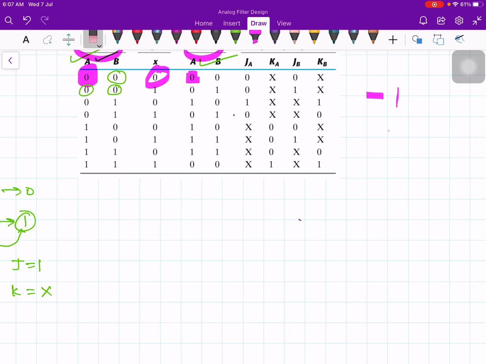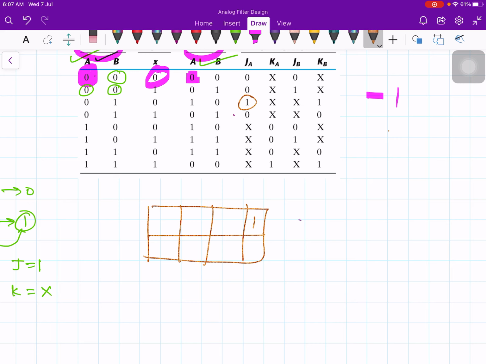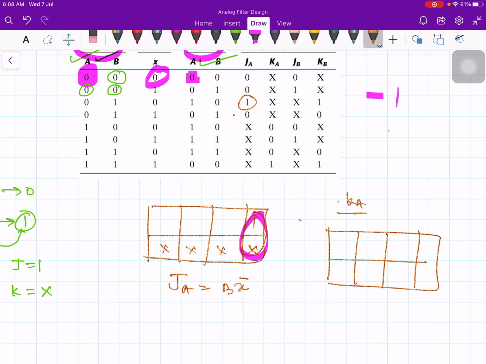Let me clear, make some space. In the JA column, I have M21, this one, and then all don't care conditions here. Therefore you combine these two, and JA is BX bar. Similarly for KA, take another K map, and all of these are don't care conditions, and this is only one. So combine this, and KA is BX.